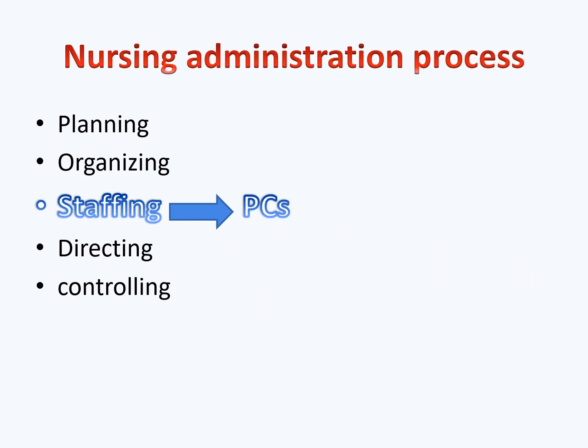Just to remember, we have to remember the nursing administration process. It consists of 5 processes, starting from planning, organizing, staffing, directing, controlling. Our topic today is included in the staffing process, the third process. Patient classification is one step involved in the staffing process.